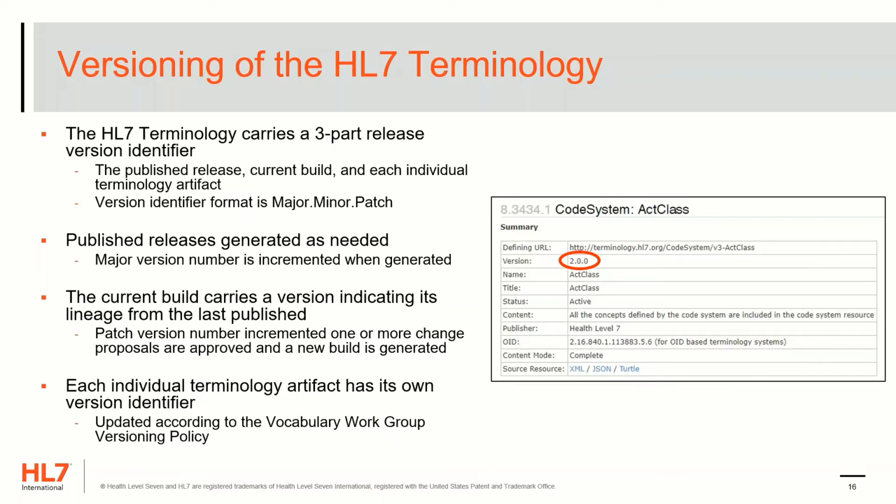Each individual vocabulary artifact also carries its own version. Those versions are updated according to the Vocabulary Working Group versioning policy. For example, adding a code to a code system would be a major change, while editing some of the metadata fields would be a minor change. Fixing of typos and technical corrections would be a patch. More detailed information about the versioning policy will be included in the upcoming session geared towards vocabulary change proposal submitters.